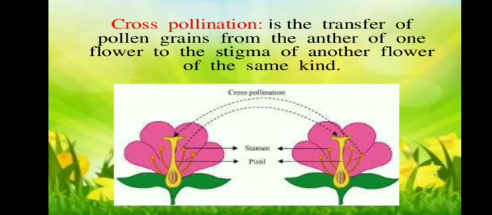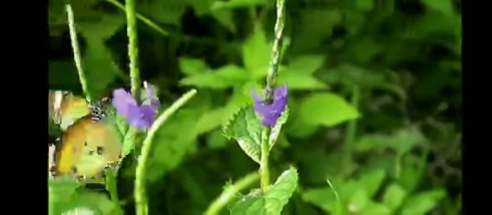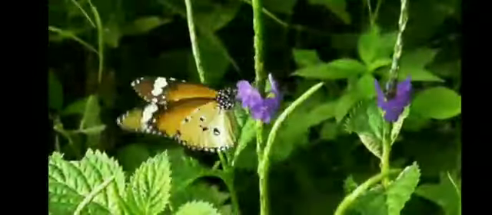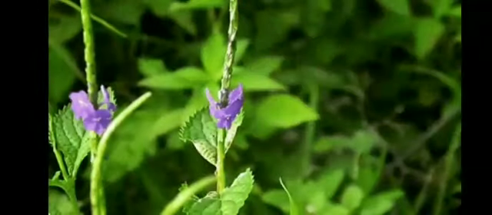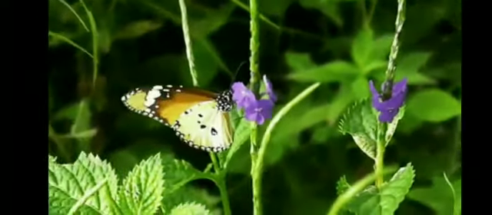The plants are different, the plants are separated, but the species is the same, from hibiscus to hibiscus. So cross-pollination is the transfer of pollen grains from the anther of one flower to the stigma of another flower of the same kind. See here. So this is how pollination takes place.